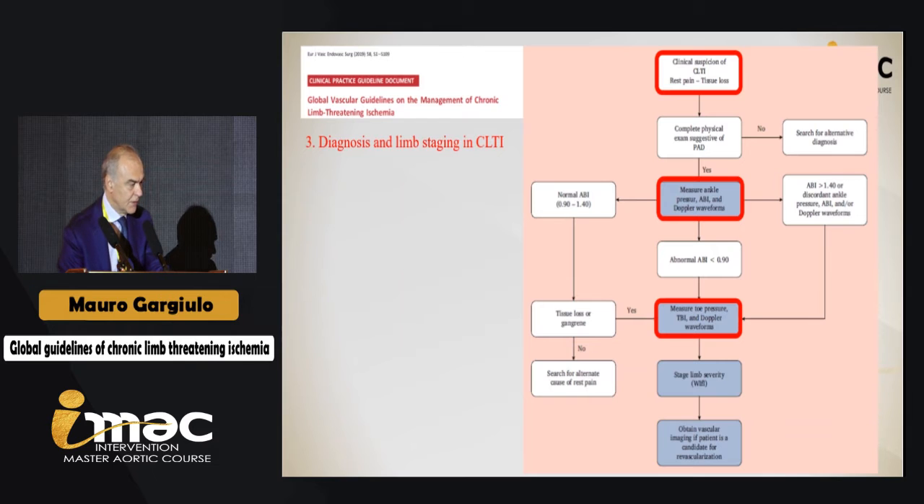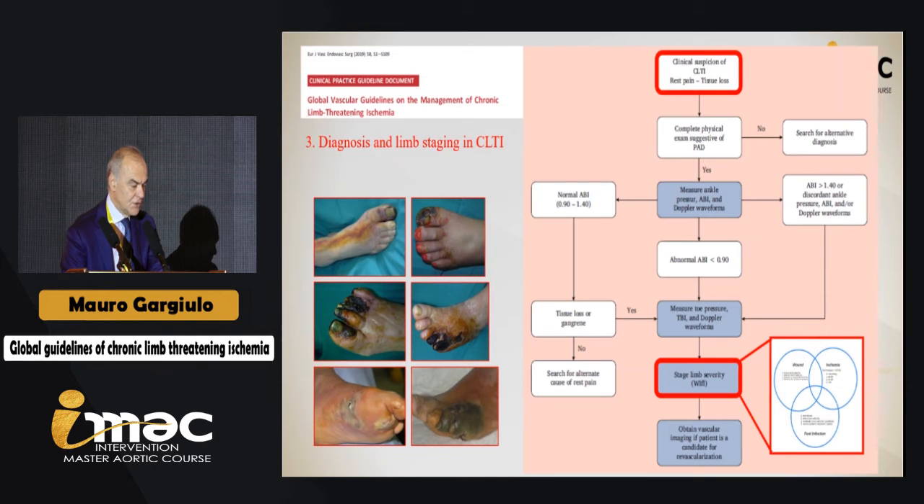In this chapter, the working group reported that it's very important in patients with clinical suspicion of CLTI to measure ankle pressure, ABI, and Doppler. After that, we can define the toe pressure, TBI, and Doppler waveform. After the definition of the presence of peripheral arterial occlusive disease, it's very important to define the stage of limb severity according to the WIfI classification that was reported in 2014 in the Journal of Vascular Surgery.